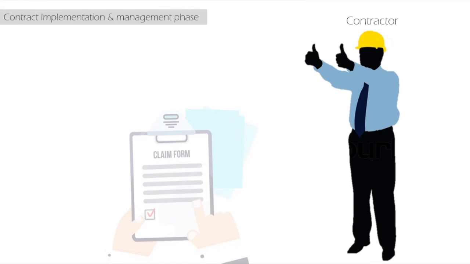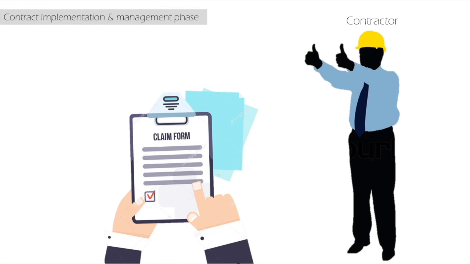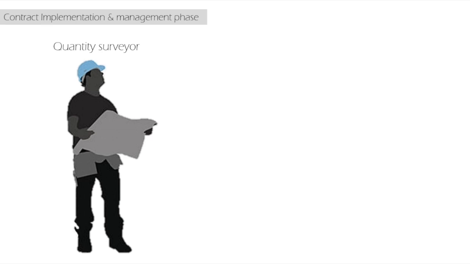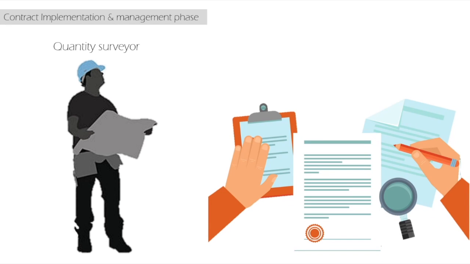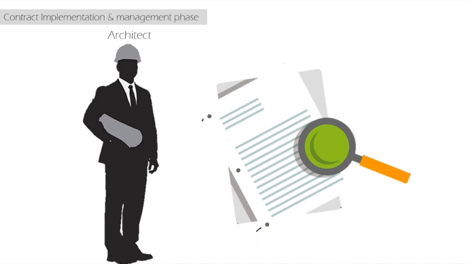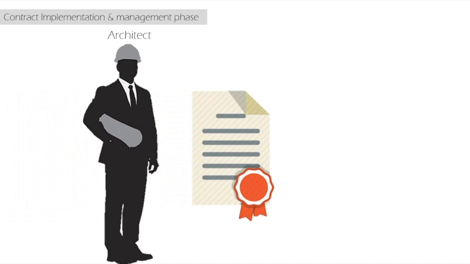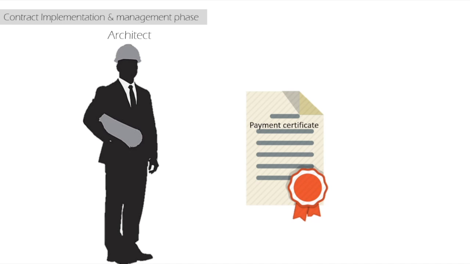Other than that, the contractor also needs to submit a claim for extension of time if there is a delay, whether or not it is the contractor's fault. He will also submit a claim for liquidated damage. The quantity surveyor will also need to prepare interim valuation according to the contract. After that, the architect will review the interim valuation prepared by the quantity surveyor and issue a payment certificate for the contractor.